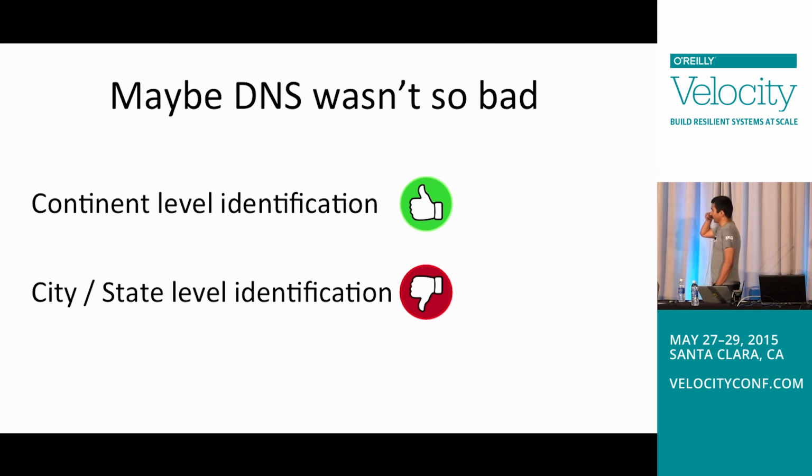We went back and figured out, hey, maybe DNS wasn't so bad, right? We found that the continent level identification from DNS was actually pretty good. If a DNS provider says this user is in Asia, there's a big chance that it's in Asia. If a DNS provider says this user is in North America, there's a 99% chance that this user actually is in North America, right? The bad identification was at the state or city level. So let's use this information.